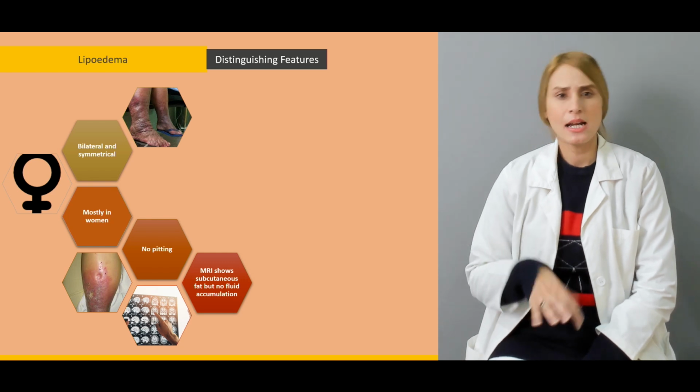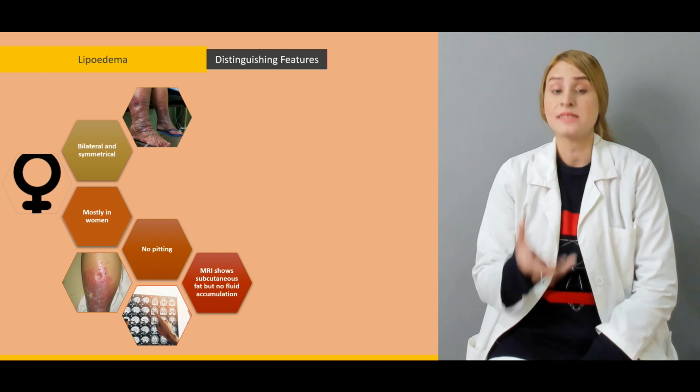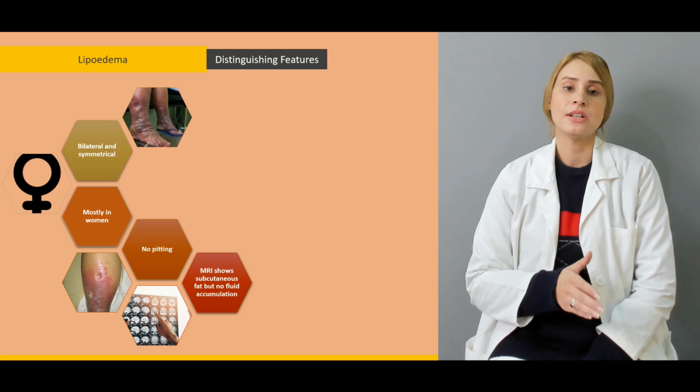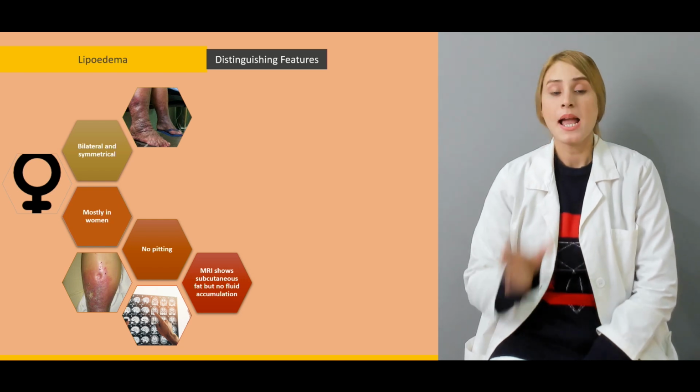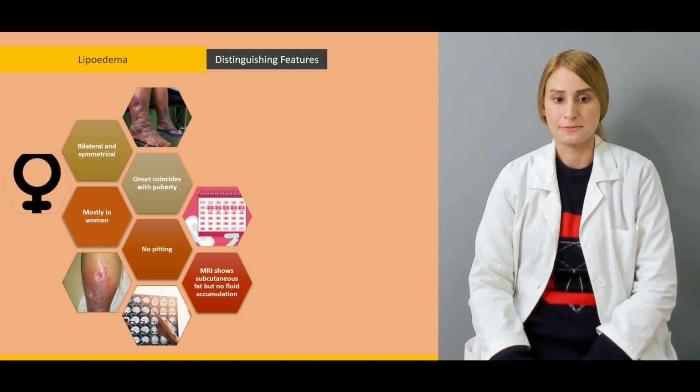Most of the time the lymphedema is unilateral. It can be bilateral in case of the congenital cases, but usually in the adult population, it's unilateral and it's asymmetrical. But lipoedema is usually bilateral, and it's symmetrical as well.